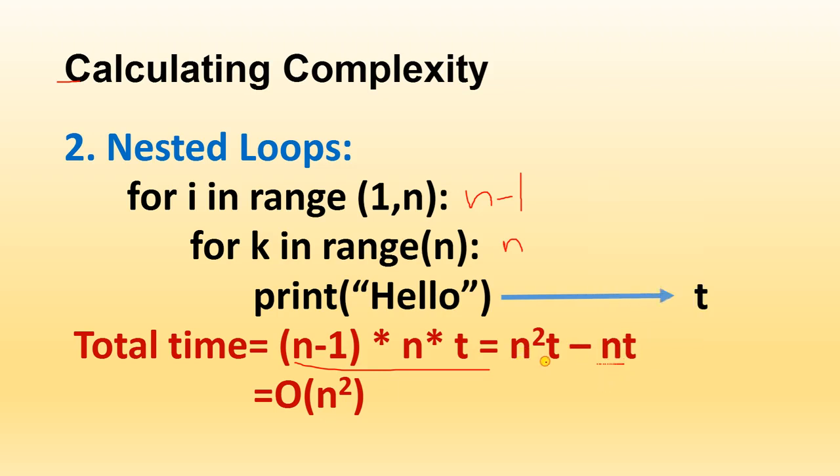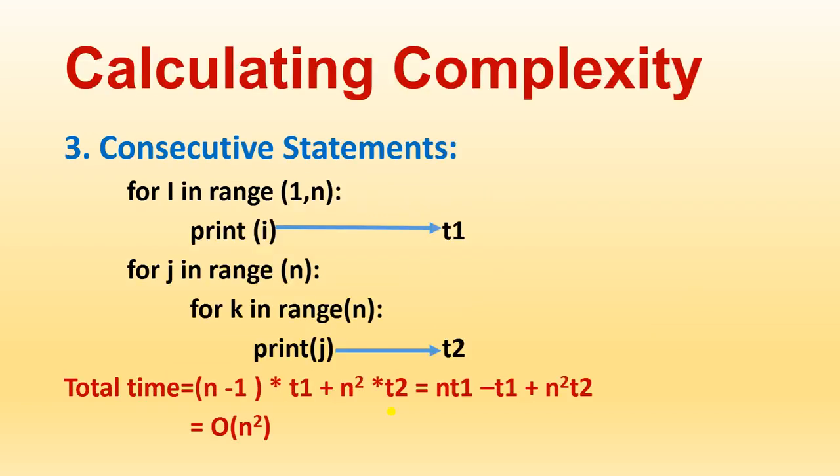So these are the statements. Here also this t is the constant one and this one is your dominant term. So when you calculate the complexity, this t is the constant. So the answer is O(n square). By this way you will calculate the complexity of a nested loop.